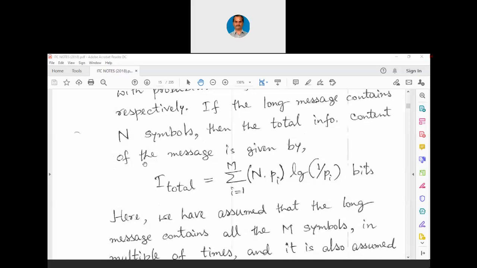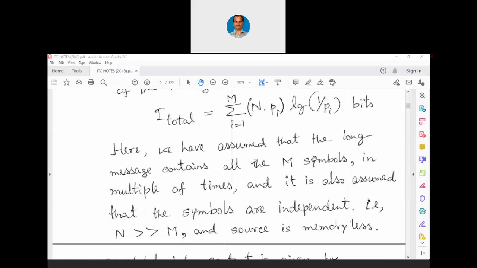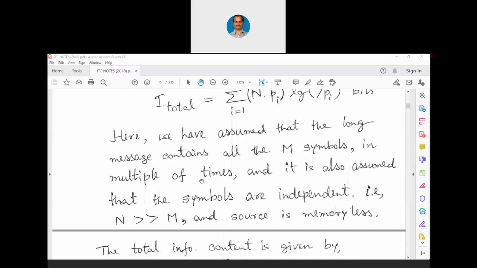In the it has come once. Like that it goes on. Similarly, other alphabets, A has come many times, O has come many times, G has come many times. So naturally, these symbols have to come multiple number of times. And it's also assumed that the symbols are independent.